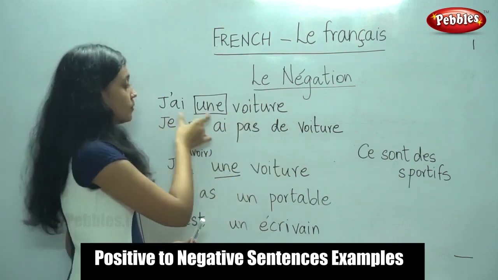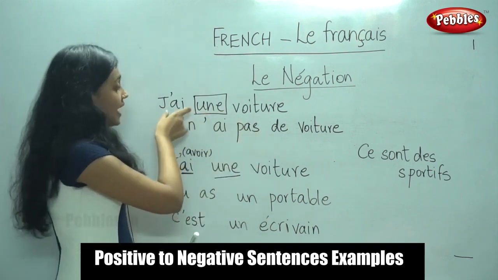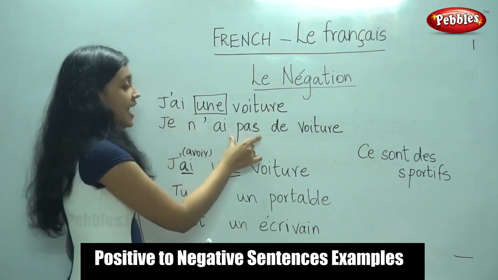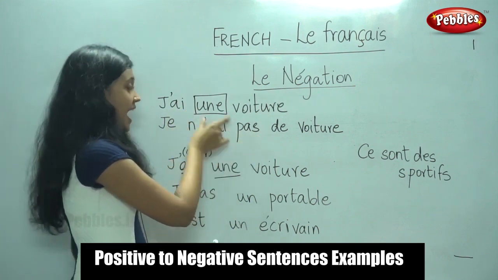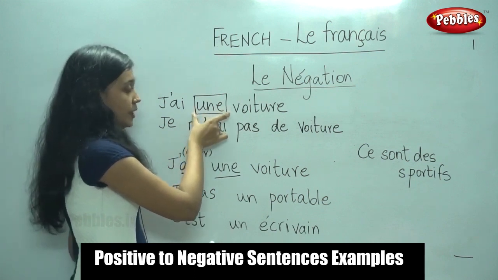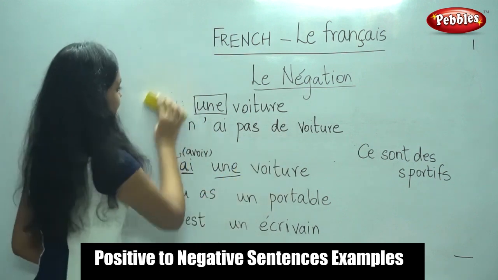J'ai une voiture means I have a car. So what did we do? We identified the verb. We placed ne before the verb and pas after the verb. And since there is an indefinite article, we replaced it with de. So shall we move on to the next sentence?